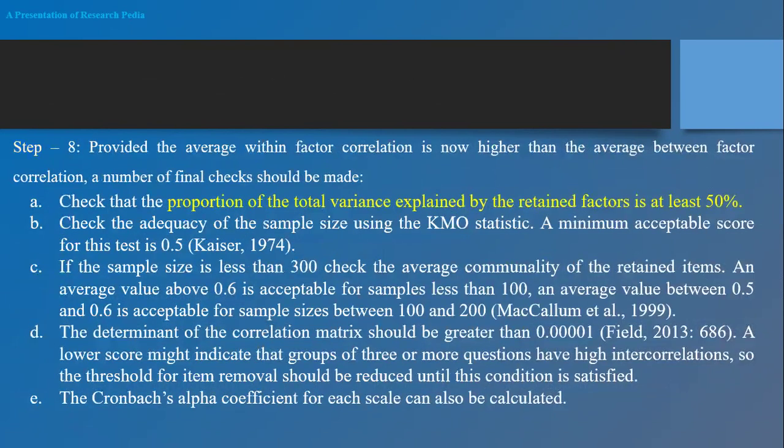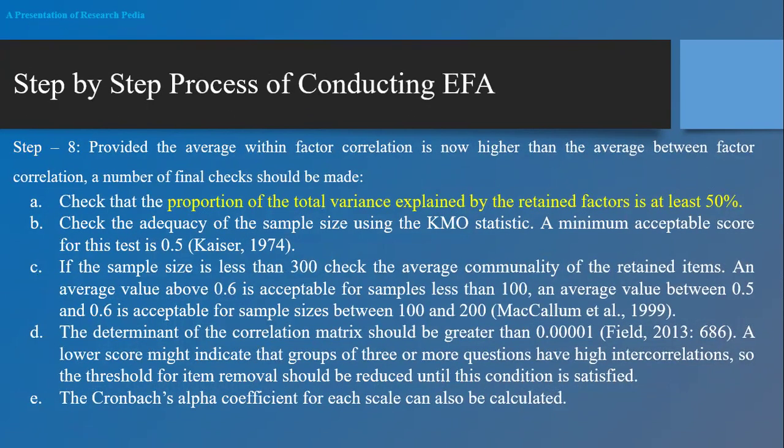So there is step number 8 also. Provided the average within factor correlation is now higher than the average between factor correlation, a number of final checks should be made. Point A, check that the proportion of the total variance explained by the retained factors is at least 50%. Check the adequacy of the sample size using the KMO statistic. A minimum acceptable score for this test is 0.5.